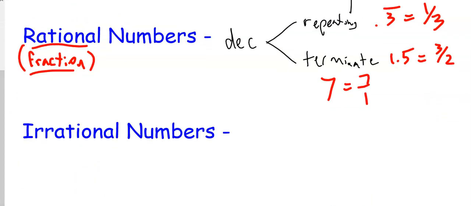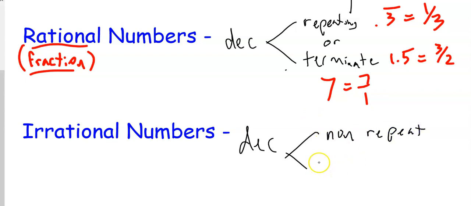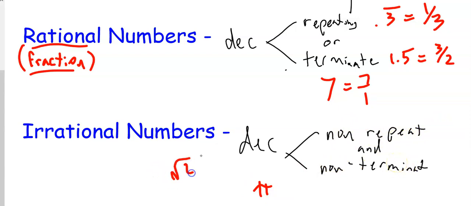Irrational numbers, so let's talk about those. The decimal for those would be almost the opposite of this. These are non-repeating and non-terminating. And that's an and, so both those are true. Think of a number like pi. Pi goes on and on forever. It doesn't ever stop, and it doesn't have any pattern to it. Square root of 2 is another example of an irrational number.